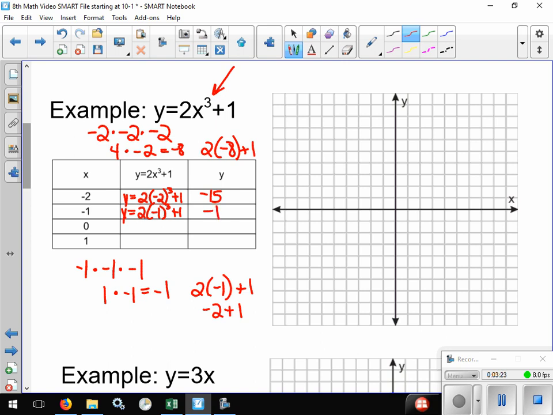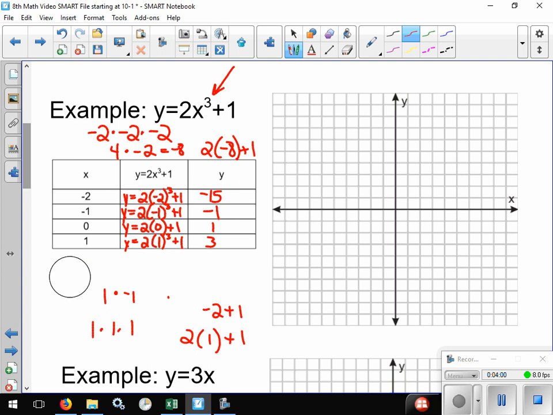So you've got to know your integers. You just have to. Okay, so y equals 2 times 0 plus 1. Well, 2 times 0 is 0, so then we have just plus 1 at the end. And then we have y equals 2 times 1 to the third power plus 1. As you know, it's 1 times 1 times 1, all of that is just 1. Then you'd have 2 times 1 plus 1. So 2 times 1 is 2, plus 1 is 3. Okay, so those are all our numbers.